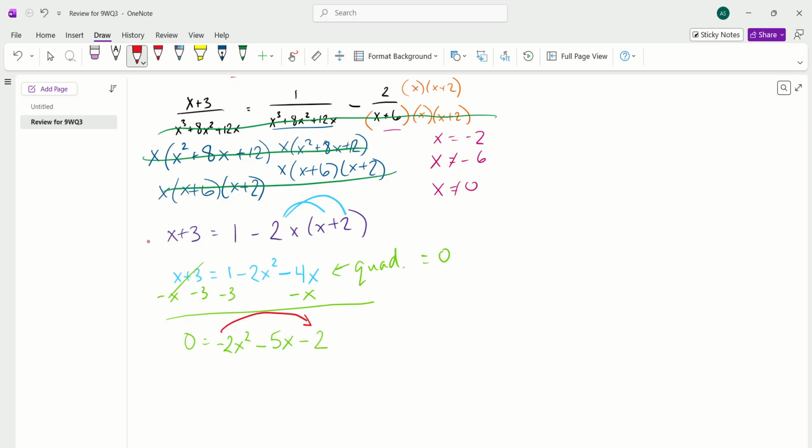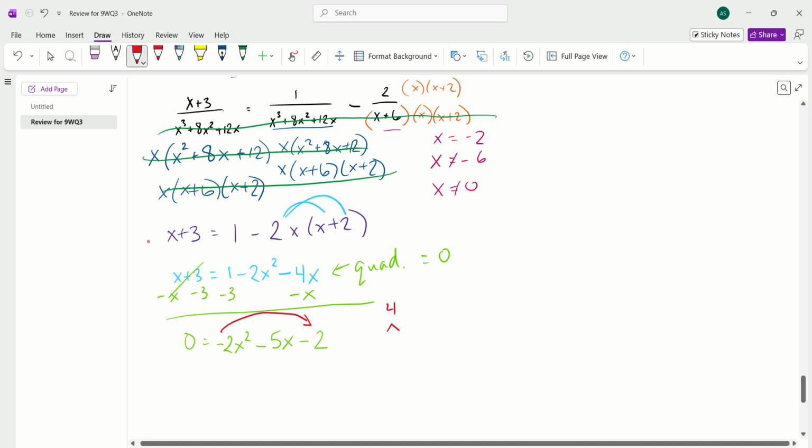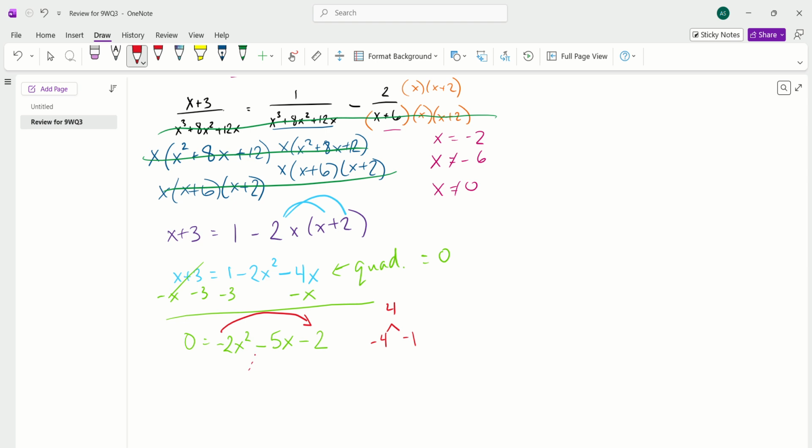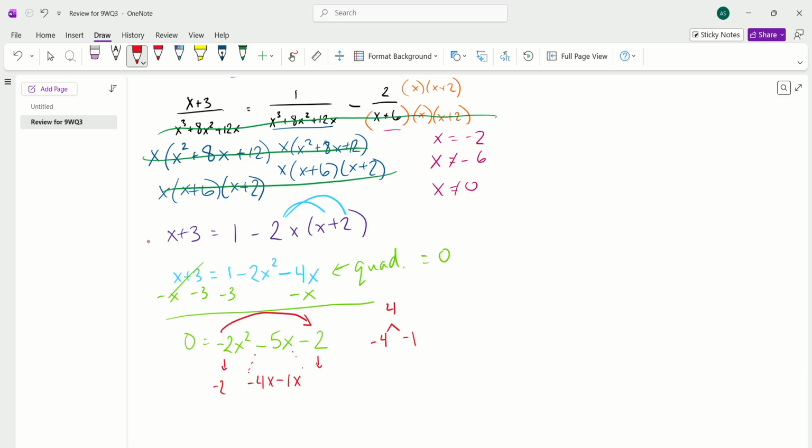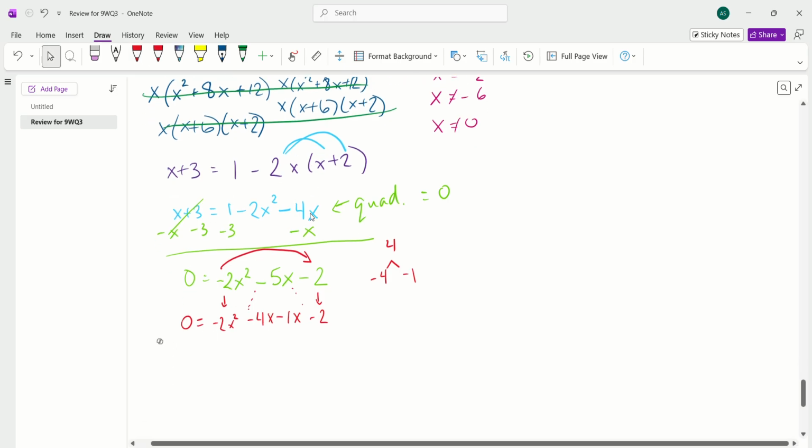So, -2 times -2 gives +4. We're thinking, what can I multiply to get +4 that adds to -5? That would be -4 and -1. So I'm going to expand my b term with -4x, minus 1x, and bring down the -2x squared in the front and the -2 in the back.